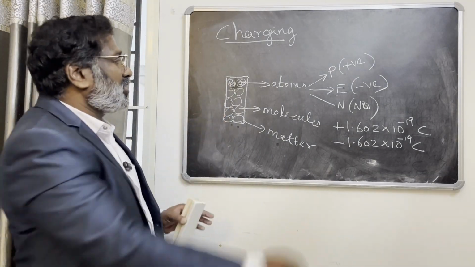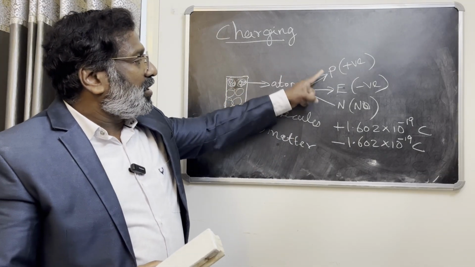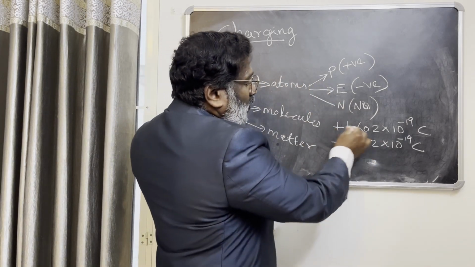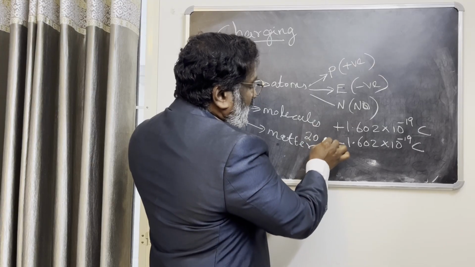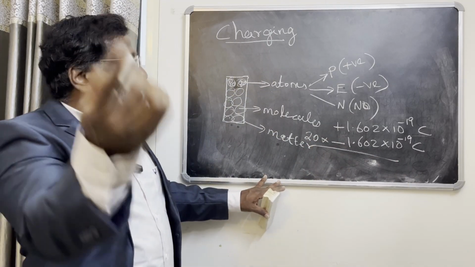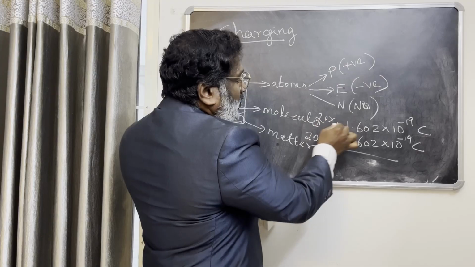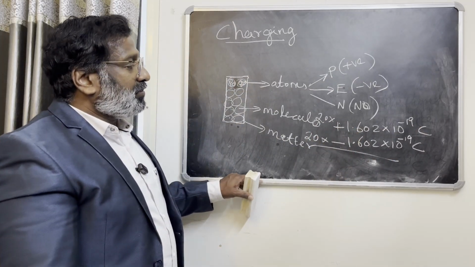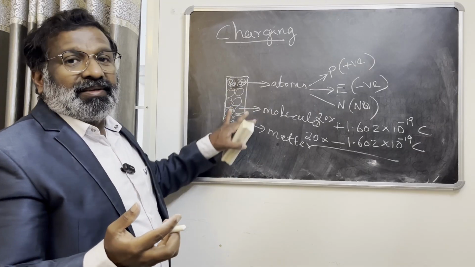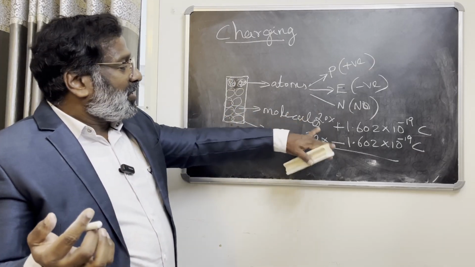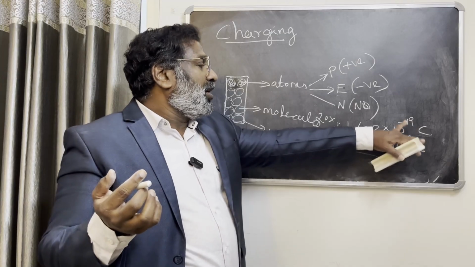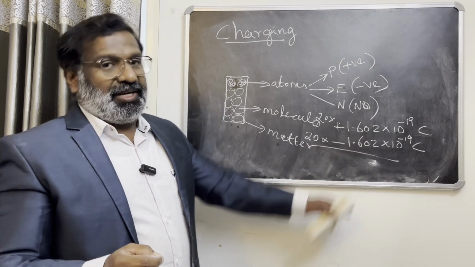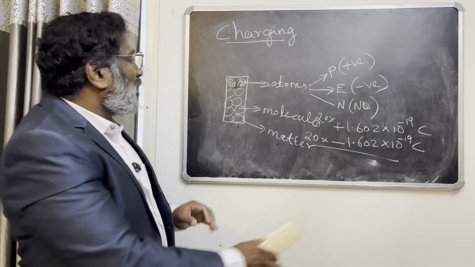Say this metal has 20 protons and 20 electrons. If the metal has 20 electrons, what is the total charge of electrons? 20 into this much. If it has 20 protons, what is the total charge of protons? 20 into this much. And both signs are opposite. So, what is the net charge of this body? 0. 20 into 1.602 into 10 power minus 19 minus 20 into 1.602 into 10 power minus 19. So, it is 0.